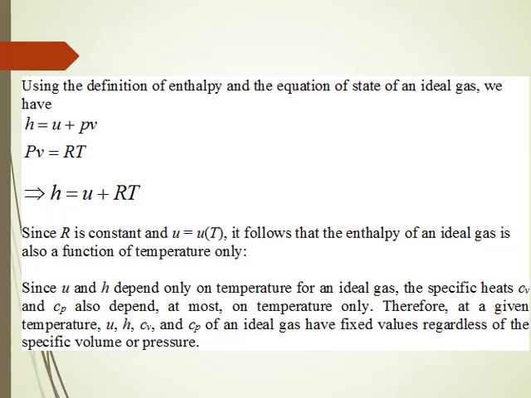In the coming chapter dealing with property relations, we are going to prove mathematically that internal energy as well as enthalpy of an ideal gas is a function of temperature only. Since u and h depend on the temperature for an ideal gas, the specific heats Cv and Cp also depend at most on temperature only. Therefore, at a given temperature, u, h, Cv and Cp of an ideal gas have fixed values regardless of the specific volume or pressure.